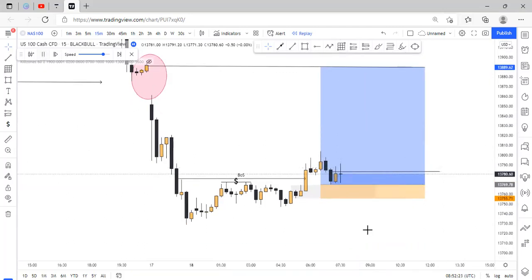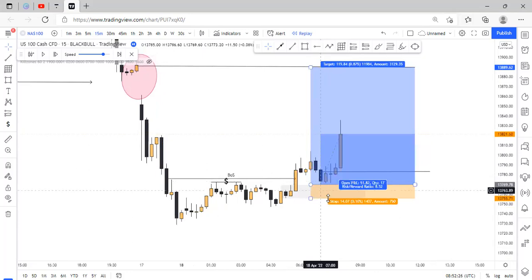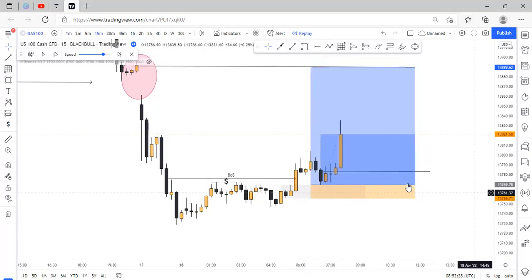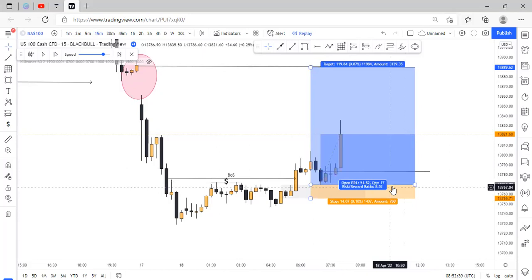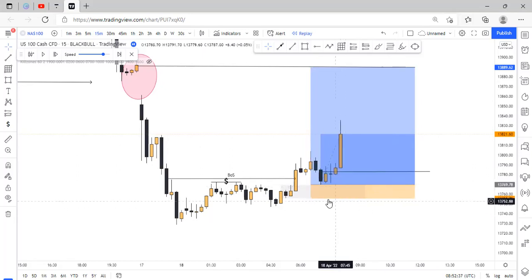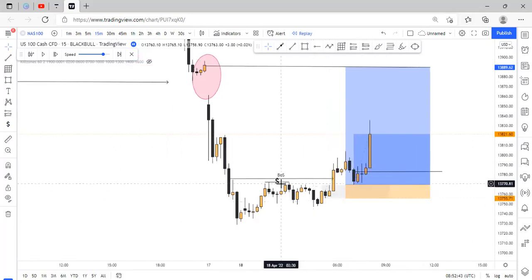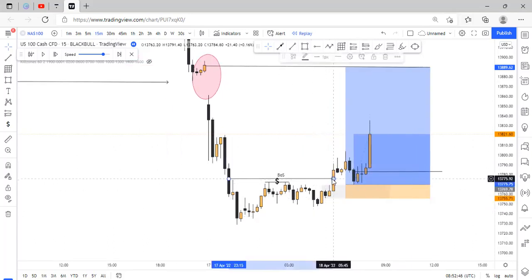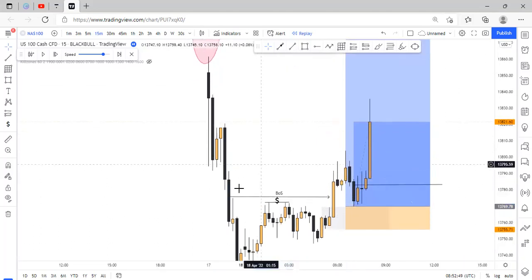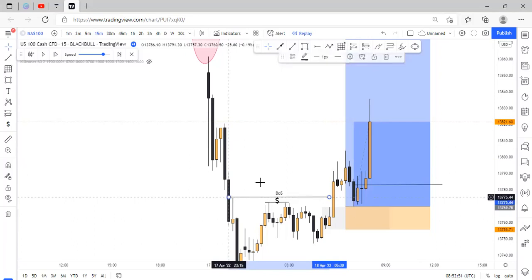If you are taking your entry from this place, it was just about 14 pips. You can imagine having a 14 pips stop loss on indices. Trust me, it's so uncommon to have a stop loss this small on indices, and this is why I really love SMC, okay, and confirmation entries. It will allow you room for a little stop loss, okay.